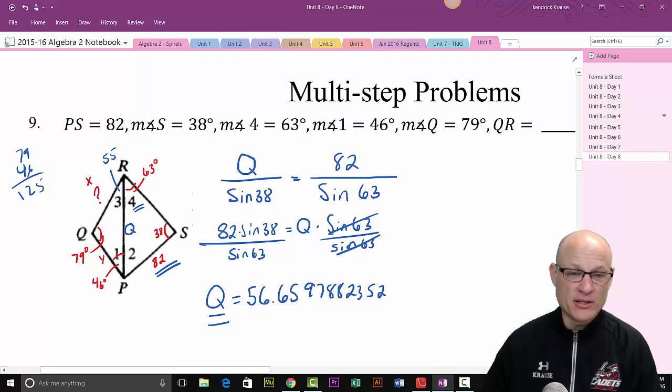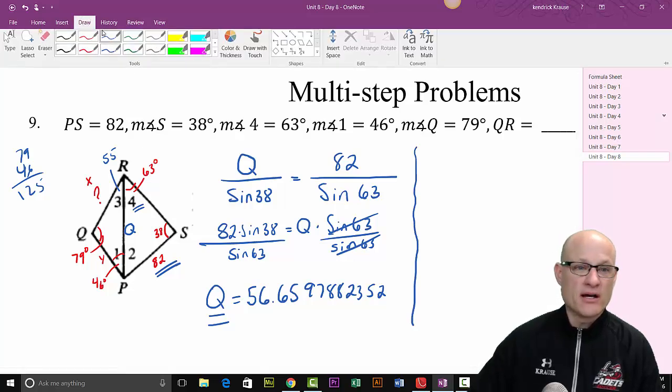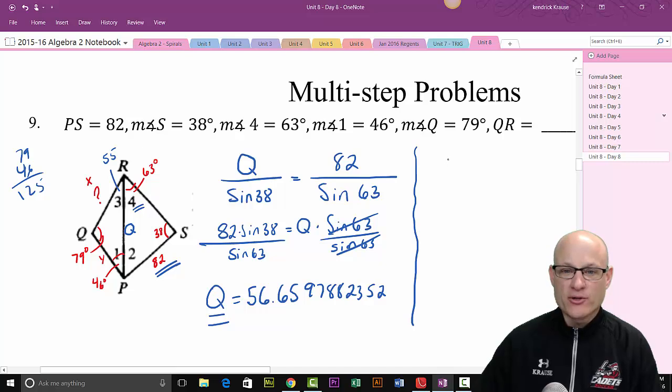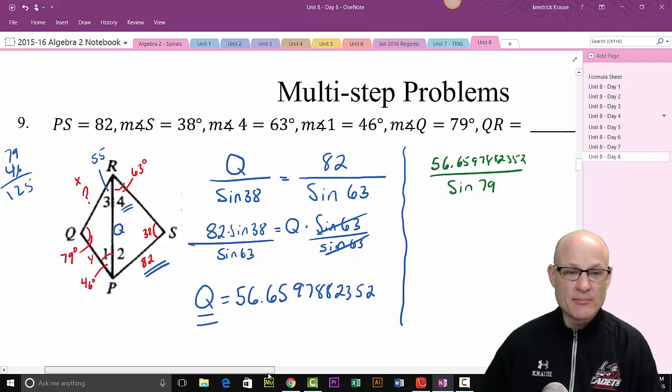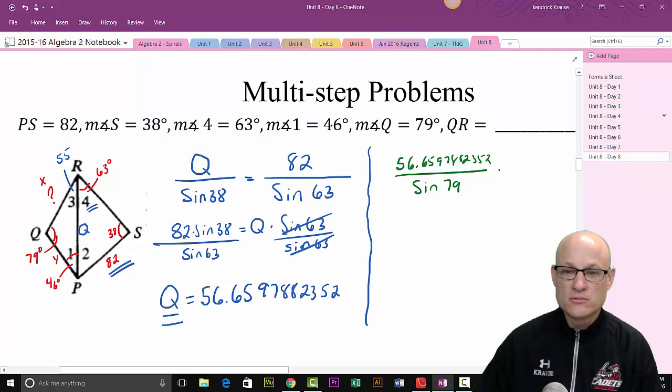It should be little q. I don't know why I use big Q. So now I can set up part 2 of the problem, which I'll do in my green pen. I'm going to do little q, which is 56.65978825352, all over the sine of Q, which is 79, is going to equal the thing I'm looking for, x, over the sine of, what's opposite x? It's this angle right here, 46 degrees. All right, now I'm ready.